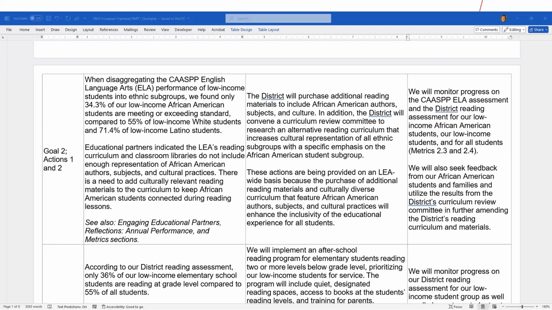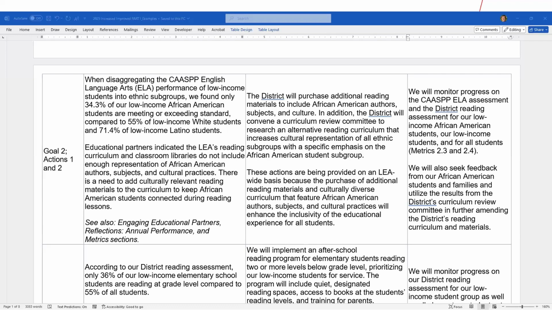So educational partners indicated the LEA's reading curriculum and classroom libraries do not include enough representation of African-American authors, subjects, and cultural practices. There is a need to add culturally relevant reading materials to the curriculum to keep African-American students connected during reading lessons. So this LEA said, we have discrepancies in our reading for our low-income students. Within our low-income students, we have even further discrepancies for our low-income African-American students. We are going to focus on bringing them up to help bring up the rest of the low-income students as well. But that student group needs some extra love, okay?